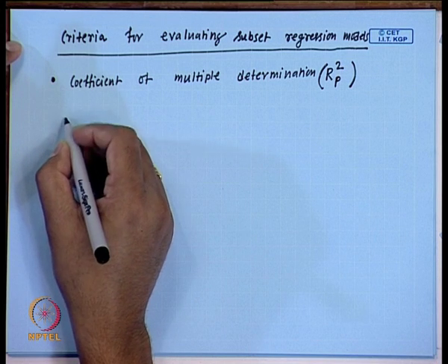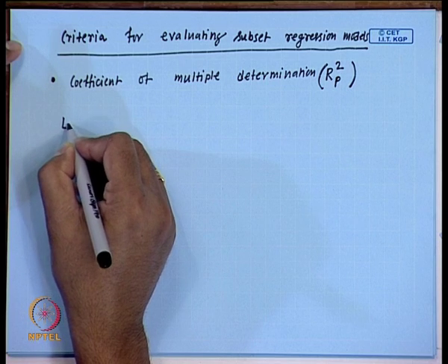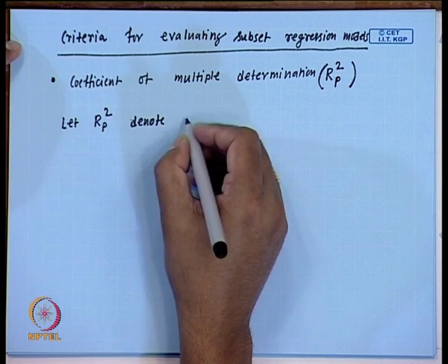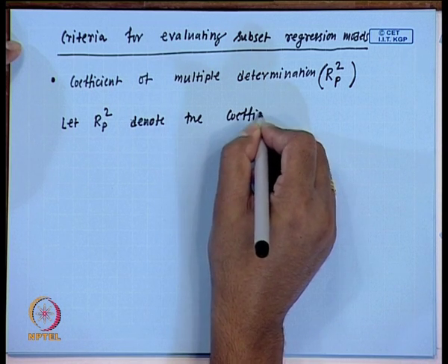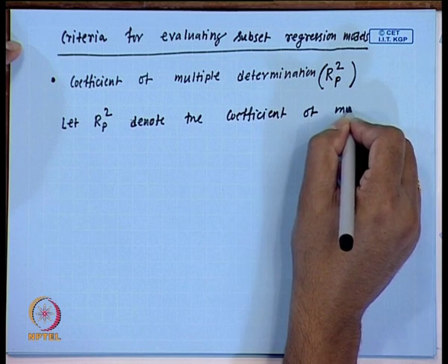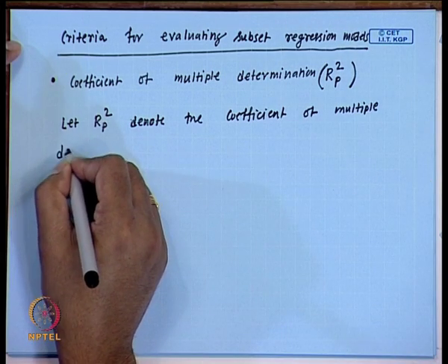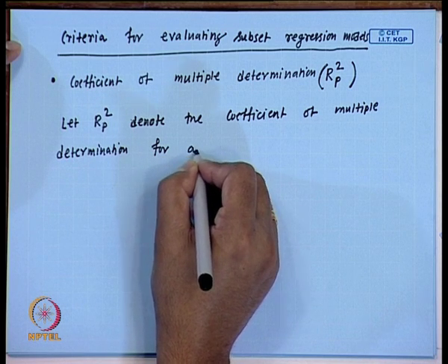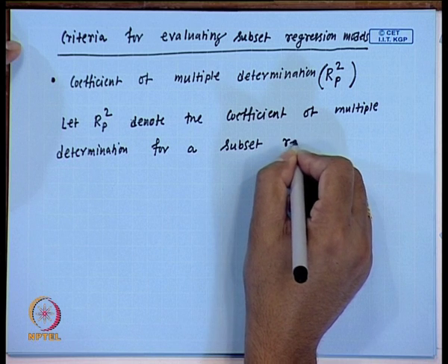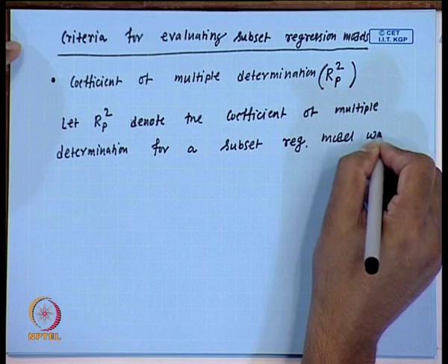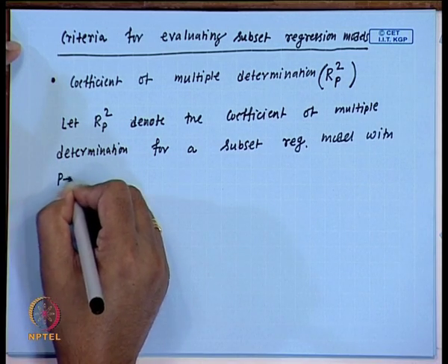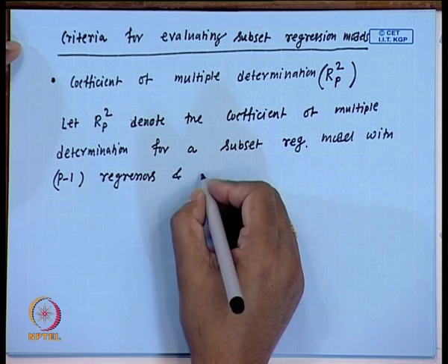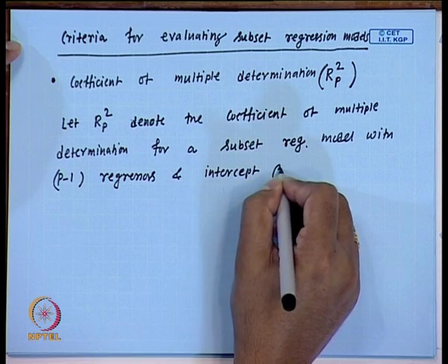Let R p square denote the coefficient of multiple determination for a subset regression model with p minus 1 regressors and intercept beta naught.